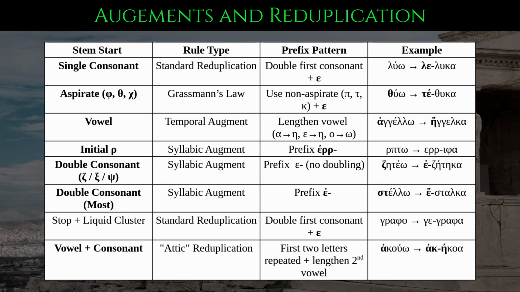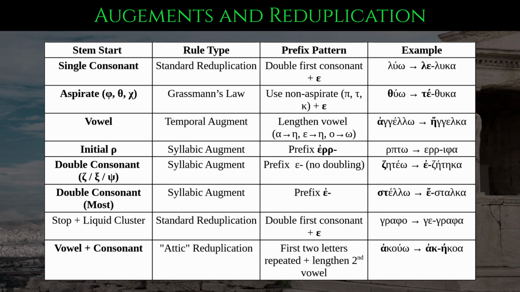Beginning with a single consonant, except rota. So here we have simply a standard reduplication. That means we are doubling the first consonant and adding epsilon. For example, Lyo becomes Le Luca, with the lambda being the first consonant and an epsilon added. Thus, we are getting here a Le as the prefix.